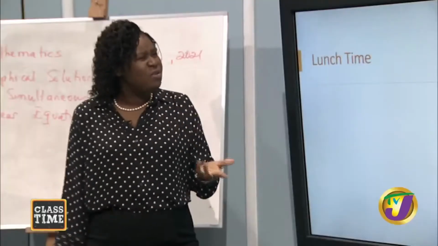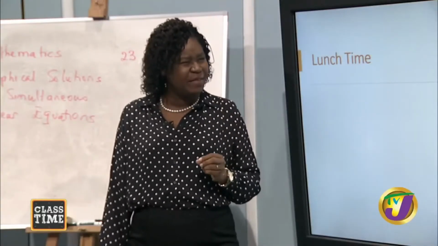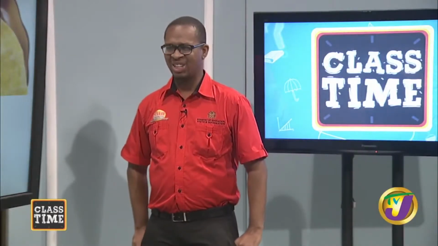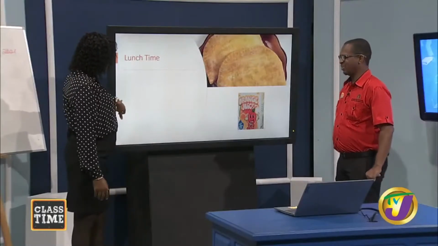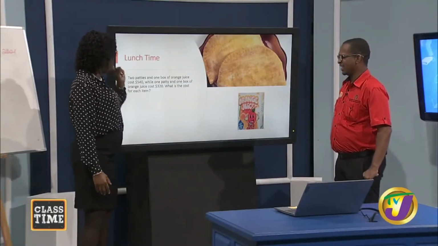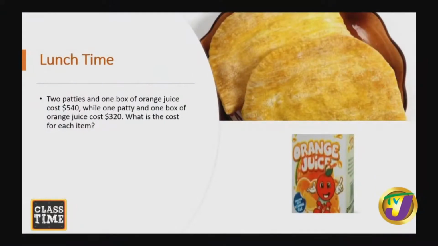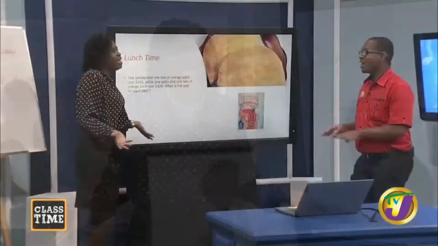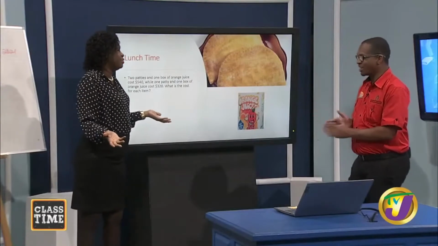So anyway, you notice how the price was so expensive? Yes, this is not the price I normally pay for patty. Everything just skyrocketed. Look at what, so you got 2 patties and 1 box of orange juice for $540. And you paid for 1 patty and a box of orange juice for $320. Yes, it's so expensive these days. But I was so hungry, I didn't even check how much each of the items costs. I just gave the lady my money. Anything they want, they charge me.